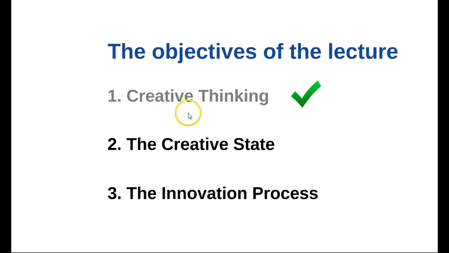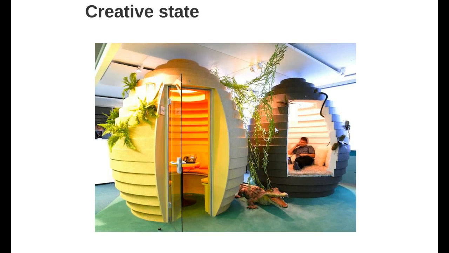That was a little bit about creative thinking. Now I will talk about the creative state, how to get into a creative state and how other companies do it. To get into a creative state is a process. This is a picture from Google, and they use rooms for their employees so they can get into a creative state.